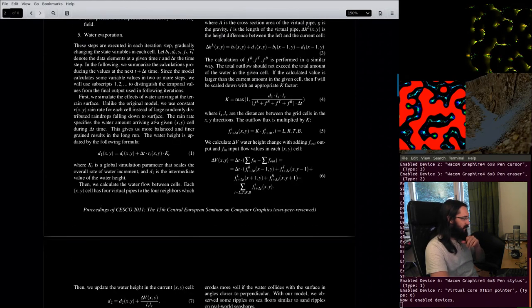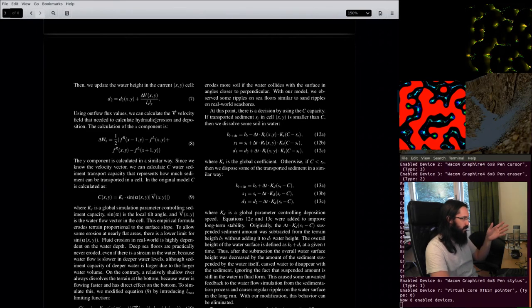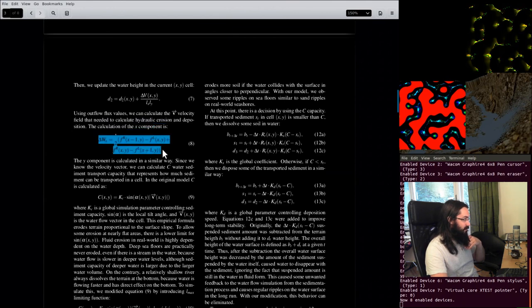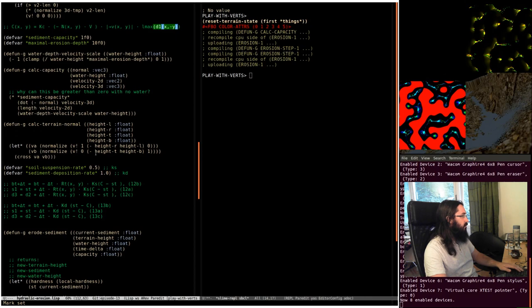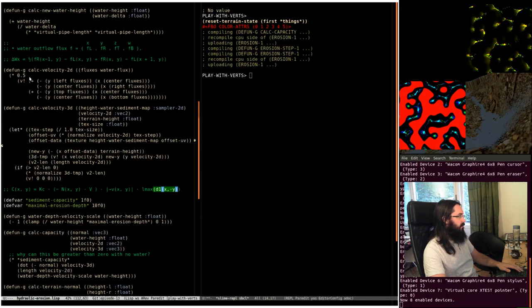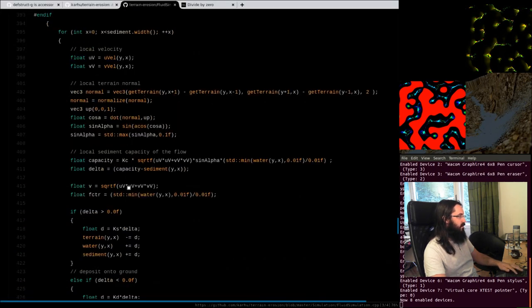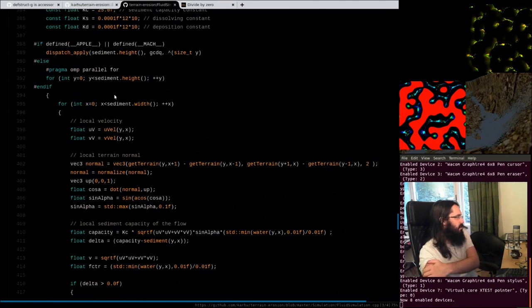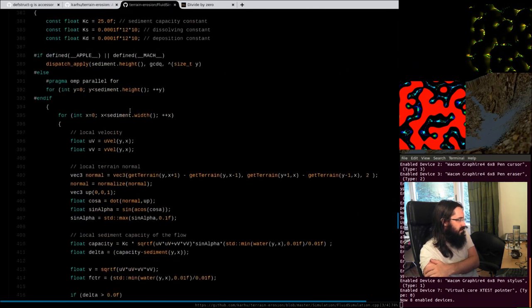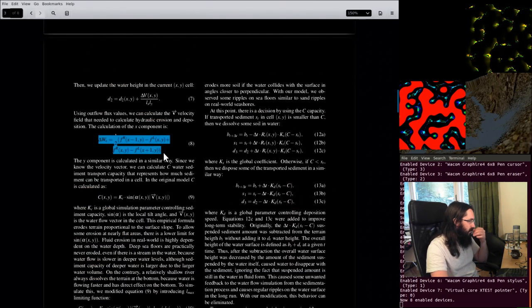So, what are we doing? Okay. Using outflow fluxes, we can calculate the 2D velocity field that is needed to calculate hydraulic erosion and deposition. It's this bit. And this bit is the same, I believe, in the other chap's stuff. Yeah, this is it, which is just subtracting and summing and dividing by two. Oh yeah, this was calculated in the previous step. I'm not gonna find that again. It is not exciting. Anyway, it's this bit. The y component is calculated in a similar way. Cool, that's just the x component of the 2D velocity.